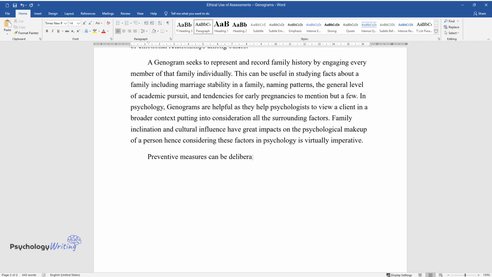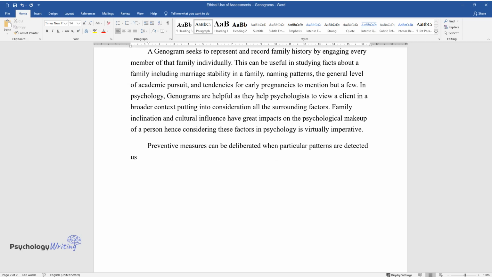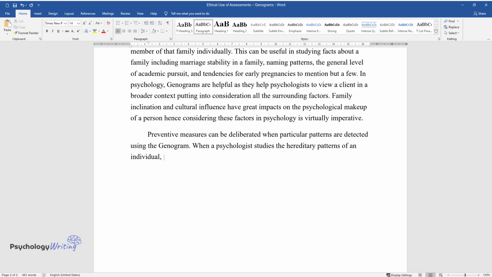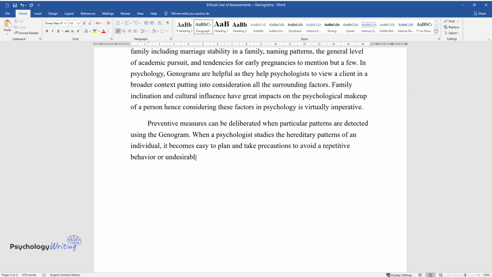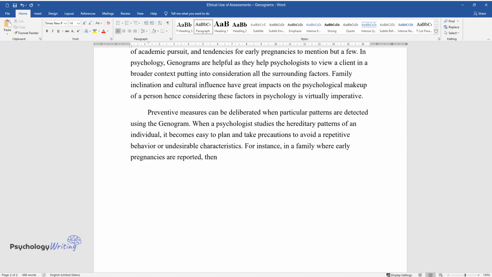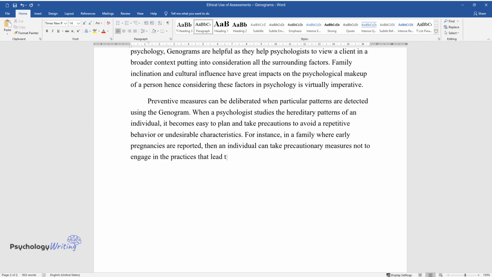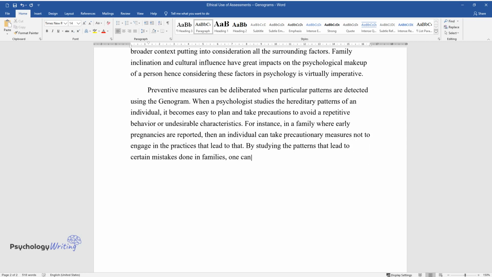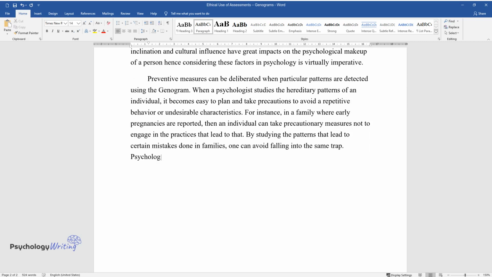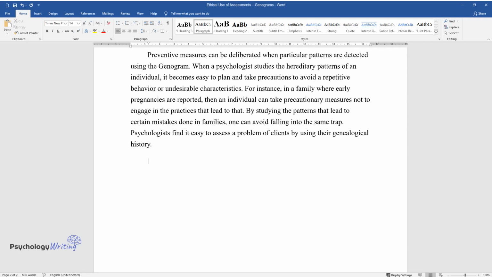Preventive measures can be deliberated when particular patterns are detected using the genogram. When a psychologist studies the hereditary patterns of an individual, it becomes easy to plan and take precautions to avoid a repetitive behavior or undesirable characteristics. For instance, in a family where early pregnancies are reported, then an individual can take precautionary measures not to engage in the practices that lead to that. By studying the patterns that lead to certain mistakes done in families, one can avoid falling into the same trap. Psychologists find it easy to assess a problem of clients by using their genealogical history.